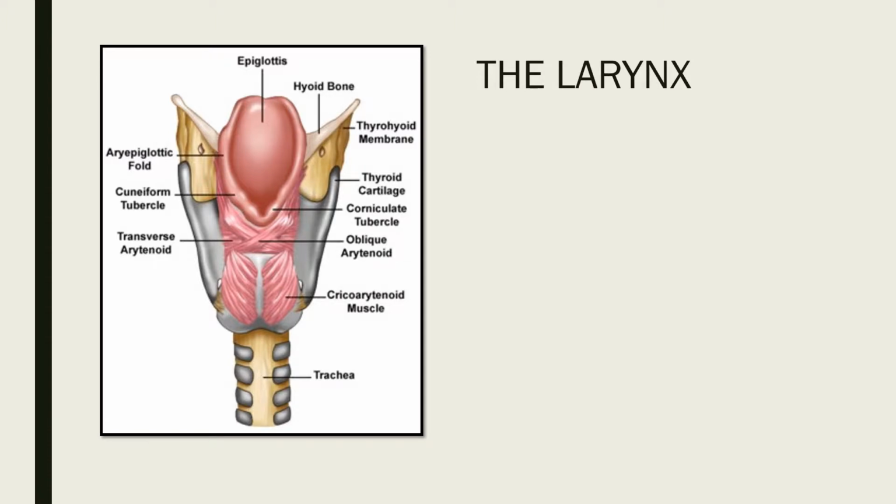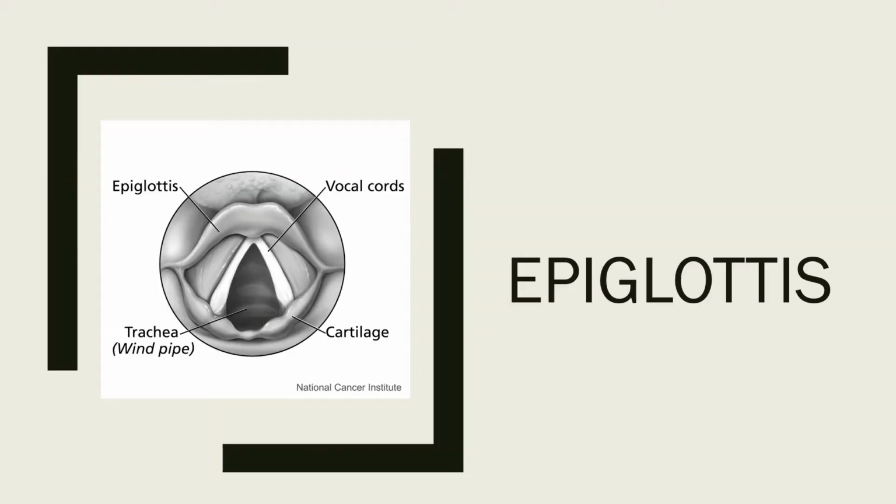Now, let's just quickly touch on the larynx. The larynx is the voice box, so this is where sound is produced. The larynx is also associated with the epiglottis. Now, you guys are all familiar with the epiglottis. The epiglottis basically protects the trachea. It's just a flap that sits on top that opens and closes.